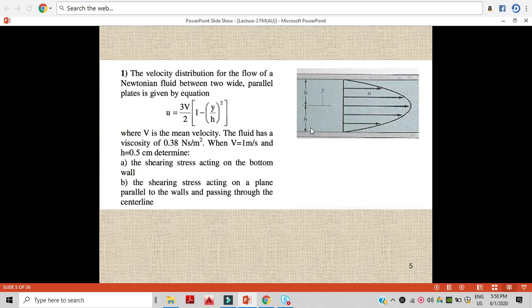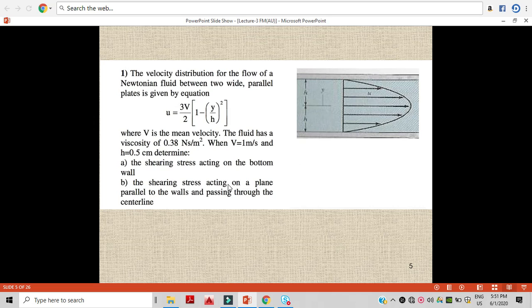When h is equal to 0.5 centimeter, the velocity is 1 meter per second. So what we have to do is find out the shearing stress acting on the bottom wall. This is the bottom wall. We have to find out the shear stress at this point.